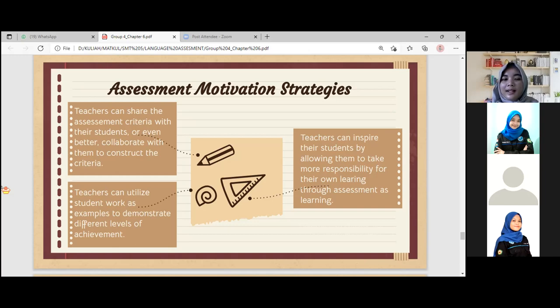Teachers should begin their assessment process in small steps, since we must consider our students' learning backgrounds. For some of our students, this might be a completely new experience. In the end, however, practice assists in bringing all students' learning in line. In other words, sharing or understanding the same learning goals or destination, even if the roads to get there are different and individual. The second one is teachers can utilize students' work as examples to demonstrate different levels of achievement.